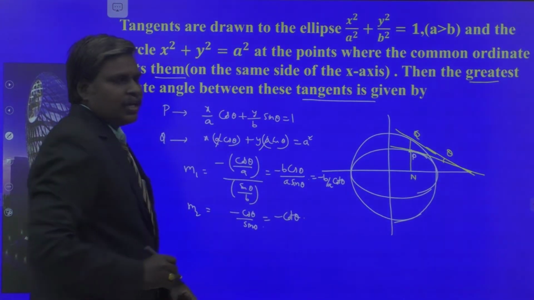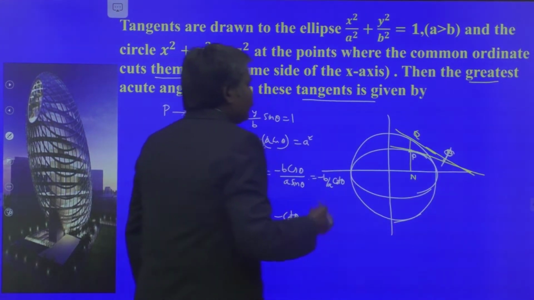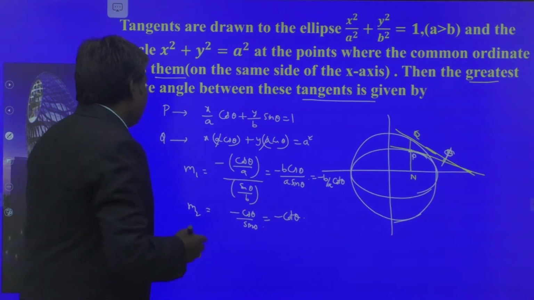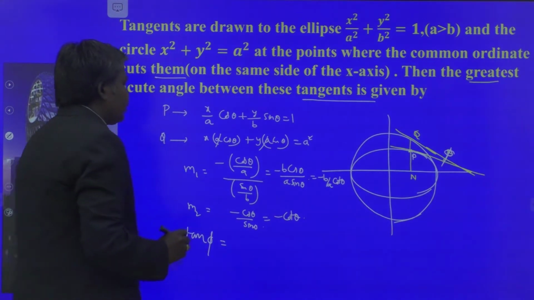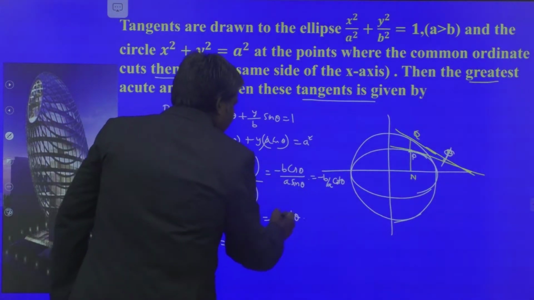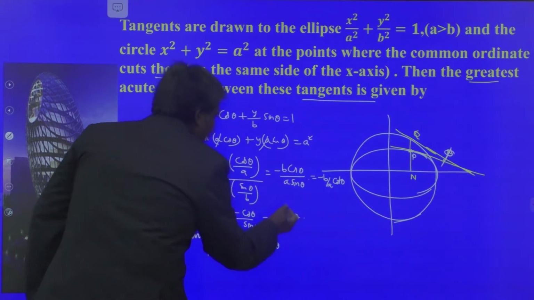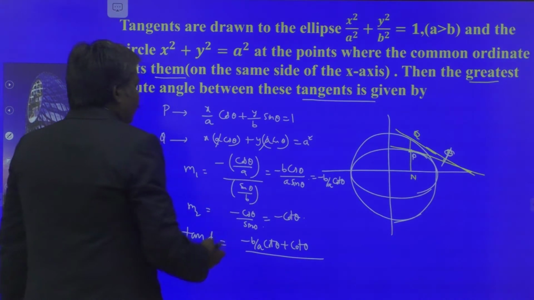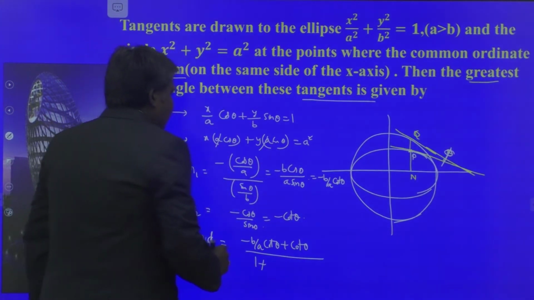These are the slopes. Let phi be the angle between them. Suppose this is the phi. Phi is the angle between these two tangents. We have to maximize phi. Now tan phi we have to calculate. Tan phi is equal to (m1 − m2)/(1 + m1 m2). So we have to write minus (b/a) cot theta for m1, minus of minus, plus cot theta, over 1 plus minus into minus, plus (b/a) cot² theta.